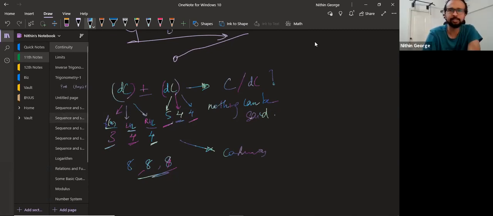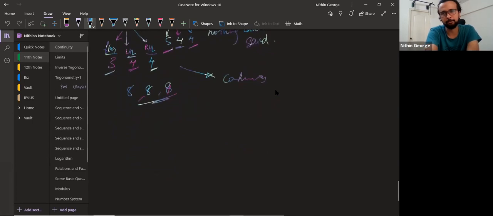All right. So same for continuous into discontinuous, continuous divided by discontinuous. So nothing really can be said. You'll have to find out more.